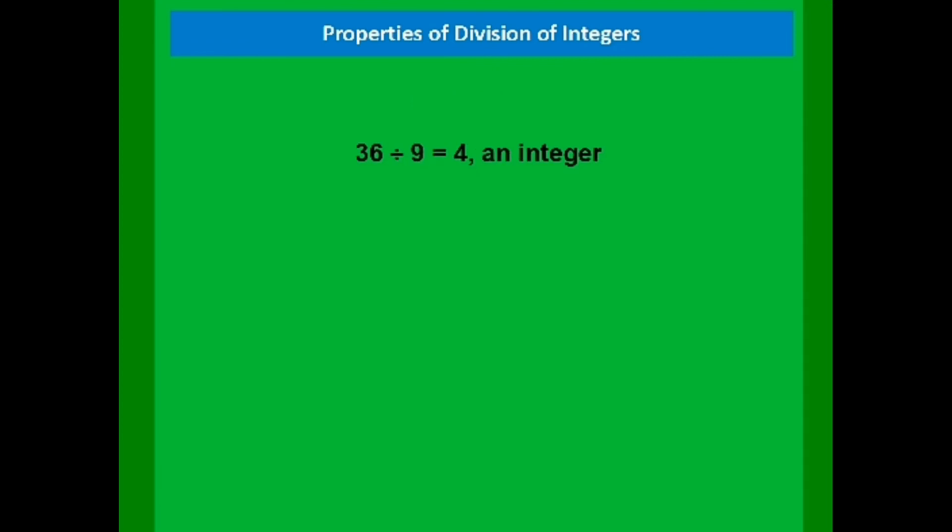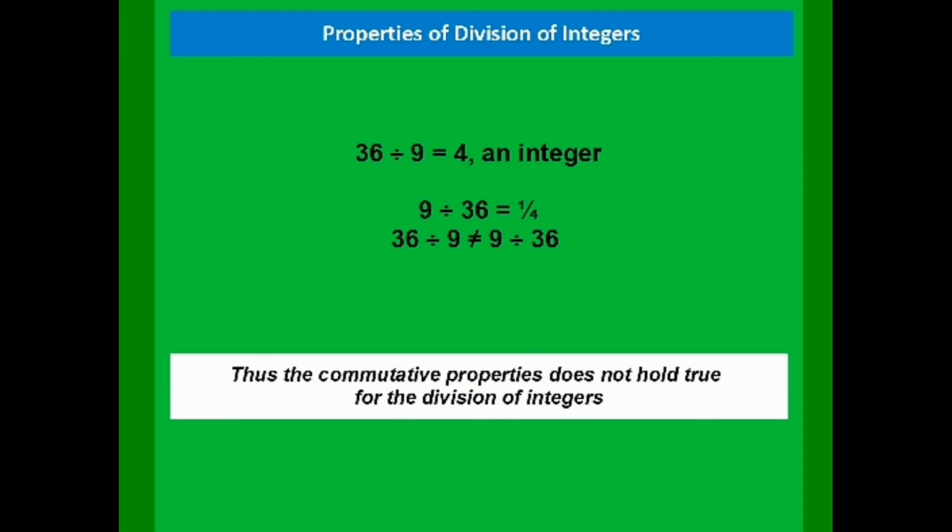We know that 36 divided by 9 is equal to 4, an integer. But 9 divided by 36 is equal to 9 by 36 is equal to 1 by 4. Therefore, 36 divided by 9 not equal to 9 divided by 36. Thus, the commutative property does not hold true for the division of integers.